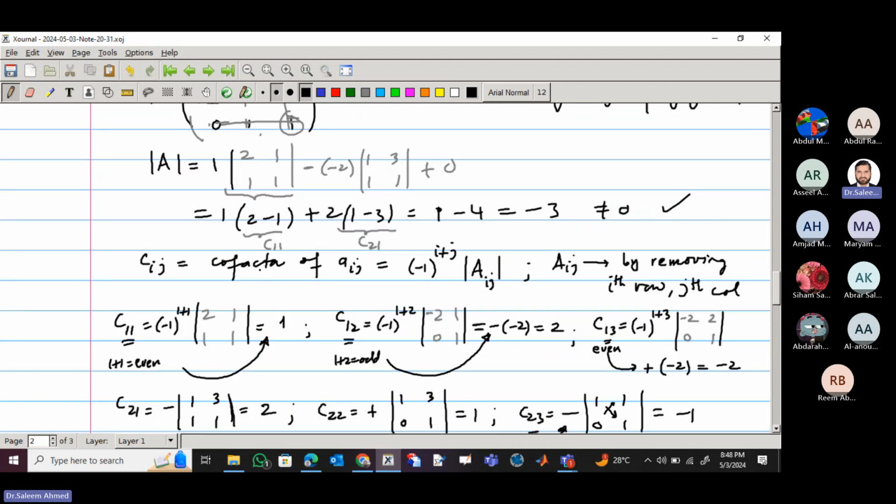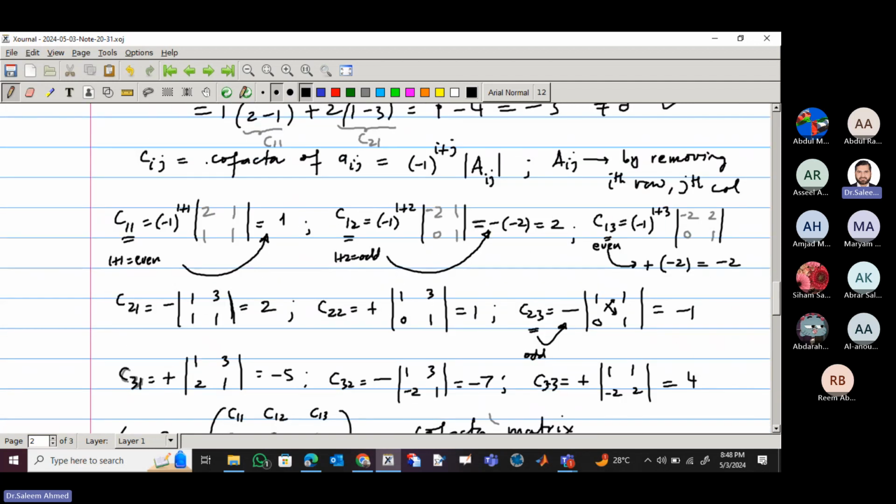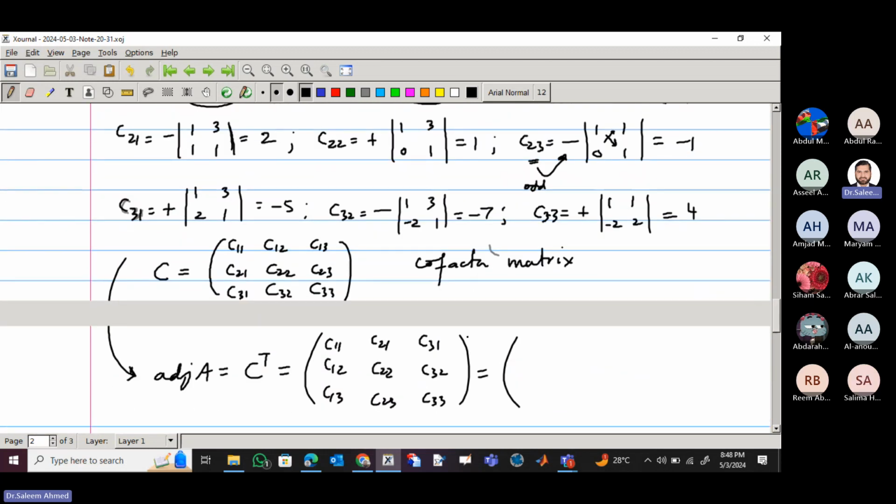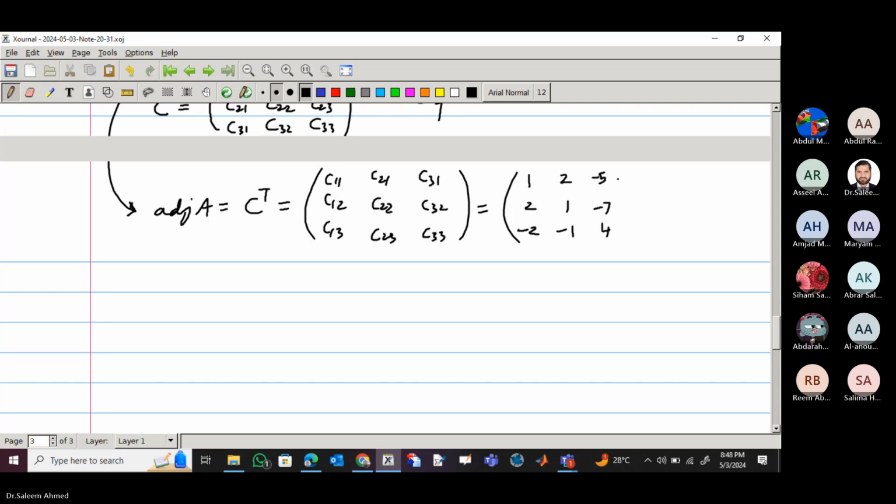So this was first row. You see, this was first row. 1 2 minus 2. So I can write this as first column. Then 2 1 minus 1 was second row, but I'm writing it as second column. And then minus 5, minus 7, minus 4. So minus 5, minus 7 and 4. So that is your inverse. Okay.